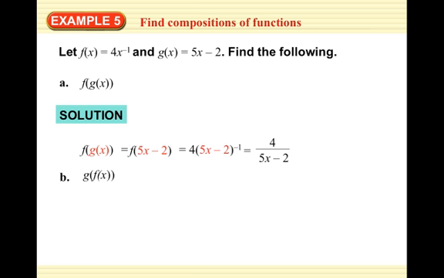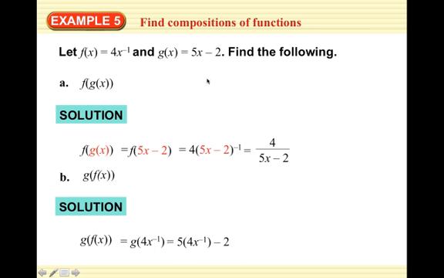Now let's go the other way. Let's do g of f of x. Well, f of x is equal to 4x to the negative 1. So now that's our input for g. Everywhere we see x in the original rule for g, we're going to put in 4 times x to the negative 1. So we have 5, that's part of the rule of g, and then times the input, so times 4x to the negative 1, and then minus 2.